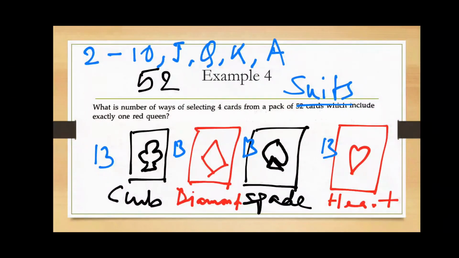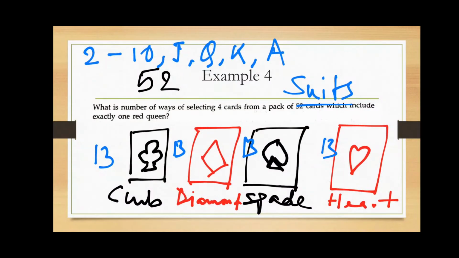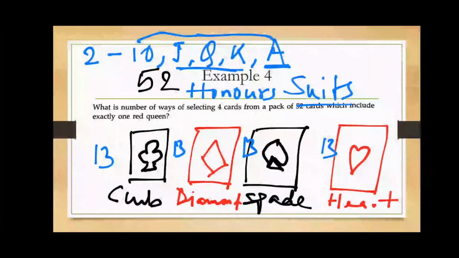Now, Ace is definitely not a face card because there is no face printed on it, but it is also not considered a numbered card because it is not a number. So Ace is an absolutely separate card. These cards are called face cards, and from 10 to A, that is 10, J, Q, K, and A, they are called the honors cards. Why honors cards? Honors in the sense that these cards have some extra high values in different games of cards.